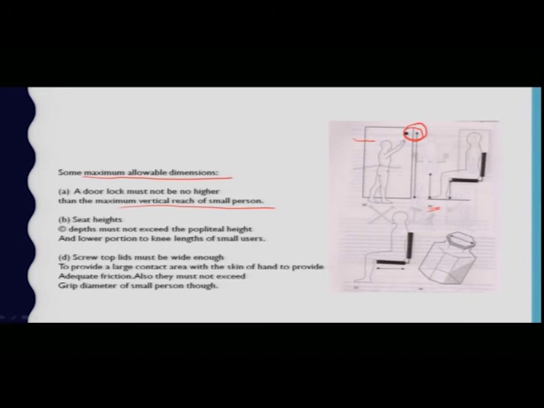The second example is seat heights. The depth must not exceed the popliteal height and the lower portion to knee length of small users. So, these two measures you have to take care of in order to design a particular chair. All of you must have seen this container: screw top lids must be wide enough to provide a large contact area with the skin of the hand to provide adequate friction, but they must not exceed the grip diameter of a small person.